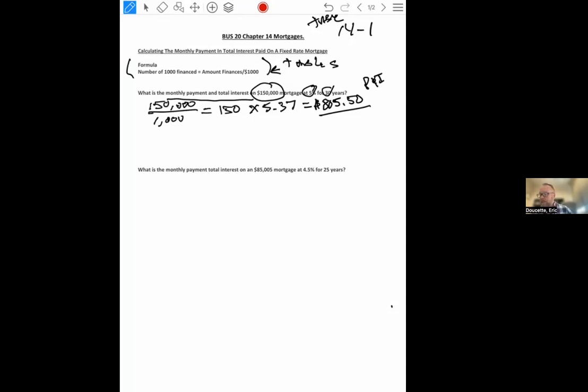Well, I need to take my $805.50 and multiply by how many payments I made. So in this case, it's 30 years. So 30 times 12 is 360 payments. So I made 360 payments of $805.50. That comes out to a total of $289,980. So by the time I'm done paying for my $150,000 loan, I will have paid $289,980.